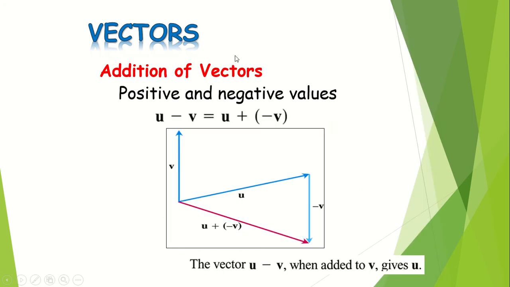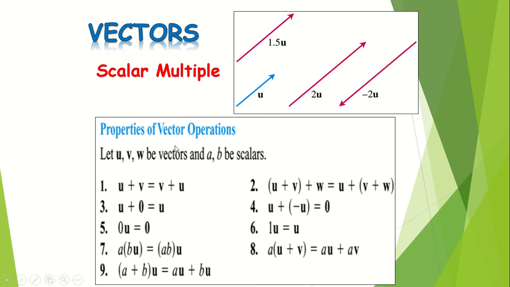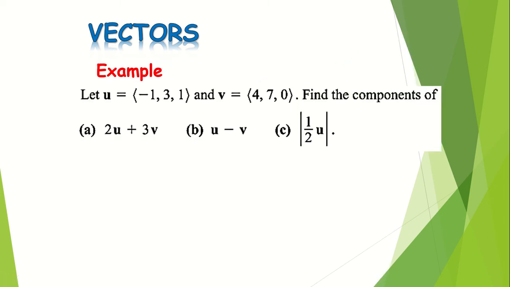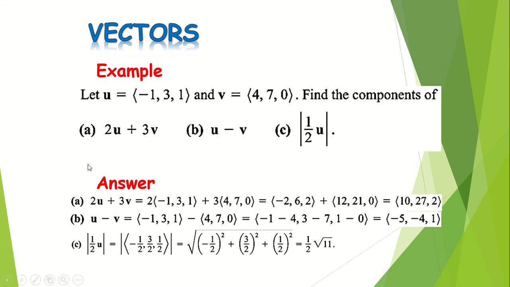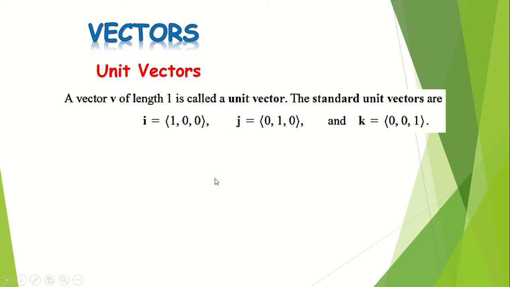We have addition of vectors with positive and negative values. These are the illustrations, and we have here the properties of vector operations. You just review this. You may be using this in solving problems in rectangular coordinates or curvilinear motion. We have here some examples, so you just explore them also. This is not the main topic, we're just reviewing.